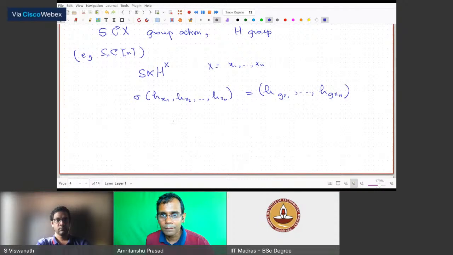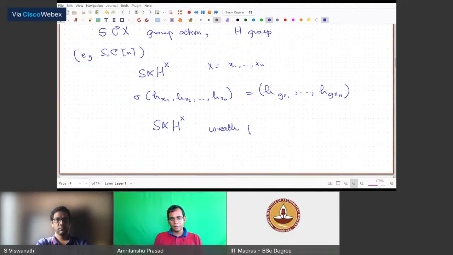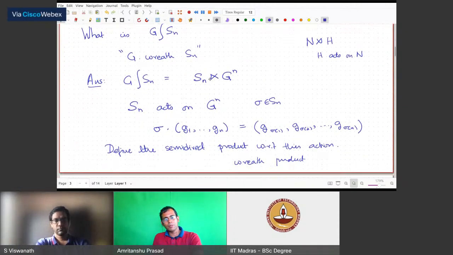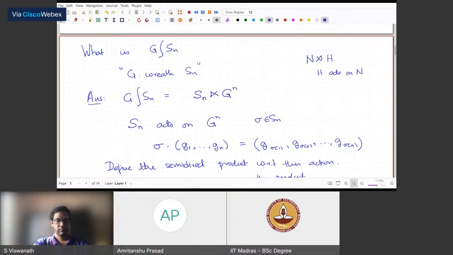And then you just take this. This is a group with component-wise multiplication, and then you take the semi-direct product, and that's a wreath product. But this is the most common example of a wreath product. You usually take wreath products with the symmetric group.